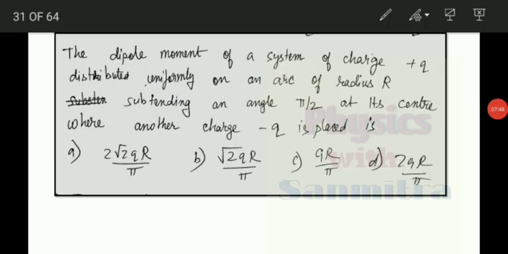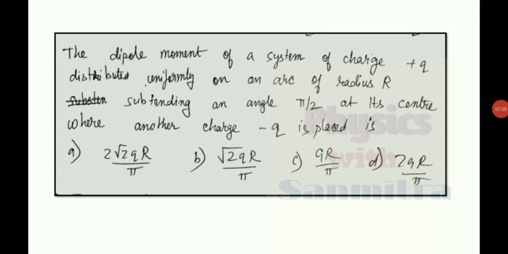Moving on to the next question. The dipole moment of a system of charge q that is distributed uniformly on an arc of radius r, subtending an angle of pi by 2 at its center, where another charge minus q is placed. So what is the dipole moment of the system?